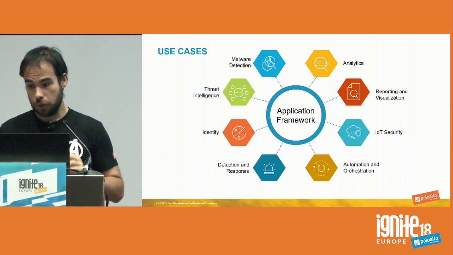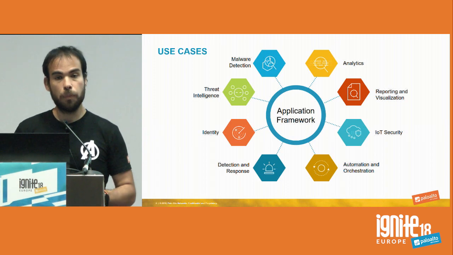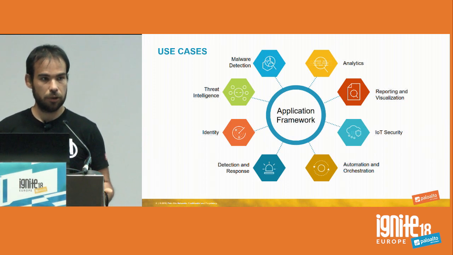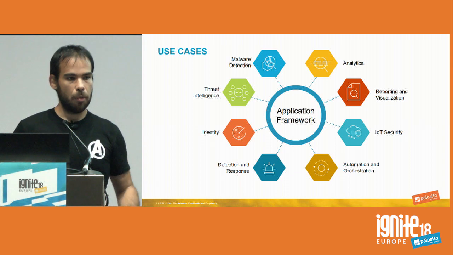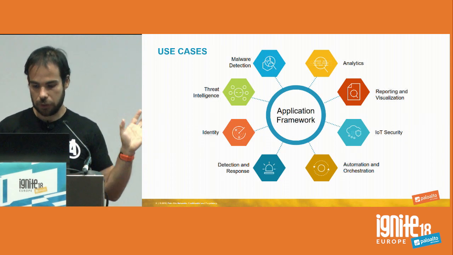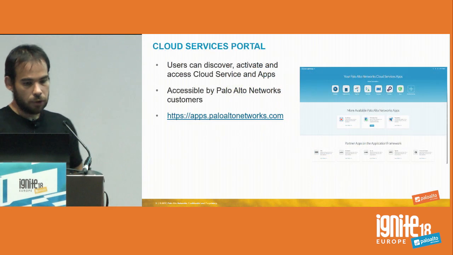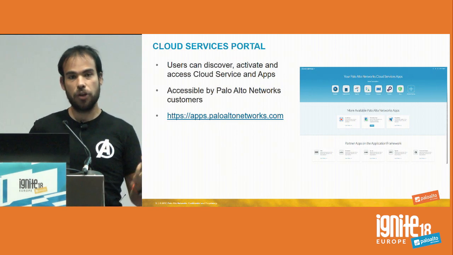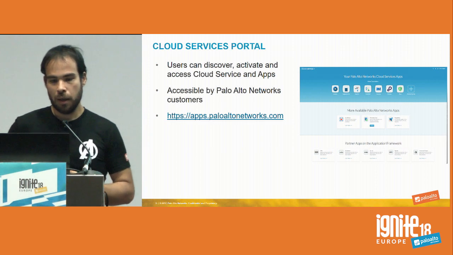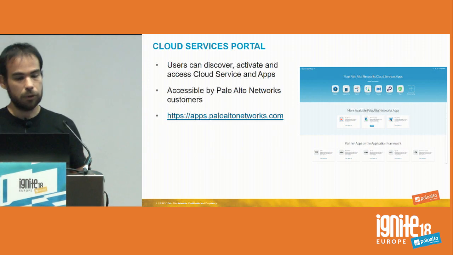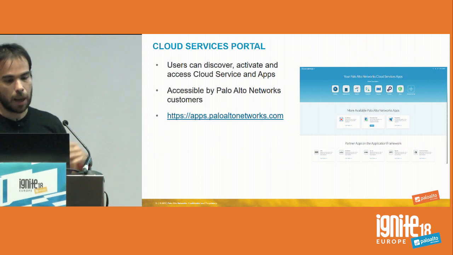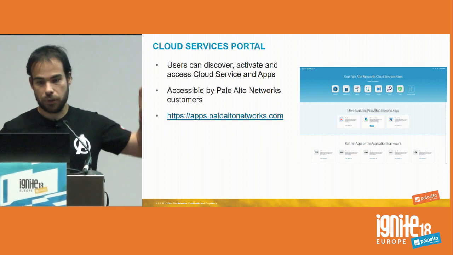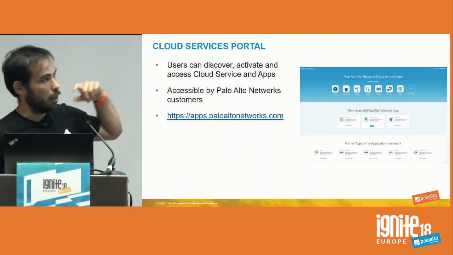OK. So let's quickly look at which components are available as part of the application framework today. Obviously, there is much more coming, but this is what we have today. So the first thing is the Cloud Services Portal or Application Portal or App Portal. The idea is that if you're a Palo Alto Networks customer and you go to apps.paloaltonetworks.com, you will see this portal. I'm going to show you.